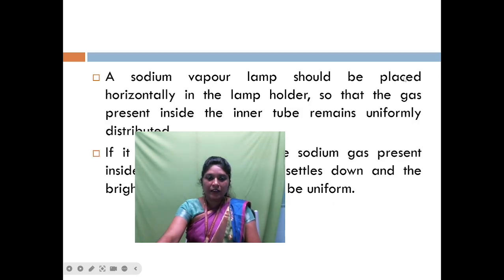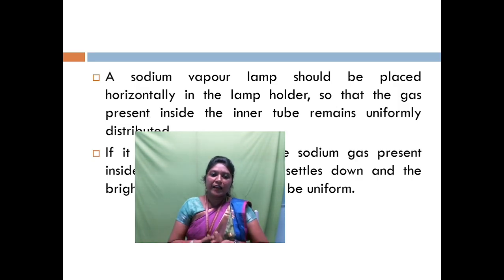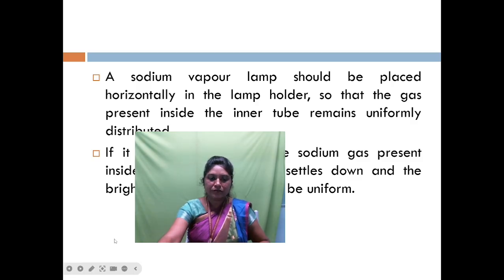The main thing is that the sodium vapor lamp should be placed in a horizontal lamp holder. The reason is that the gas present inside the inner tube remains uniformly distributed. If it is placed vertically, the sodium present inside the inner tube settles down, so the brightness will be non-uniform. So it should be placed horizontally in the lamp holder so that it remains uniformly distributed and the brightness will be around everywhere.